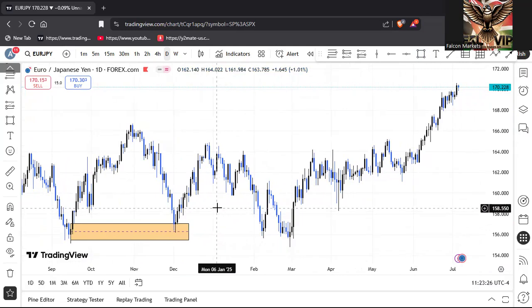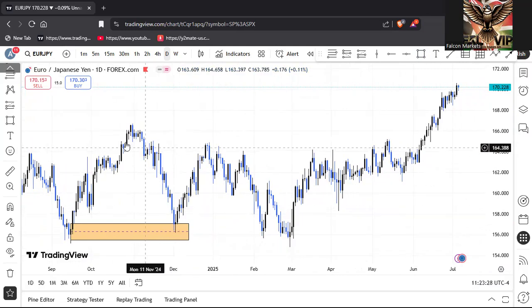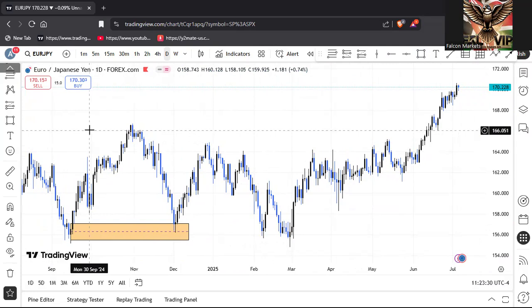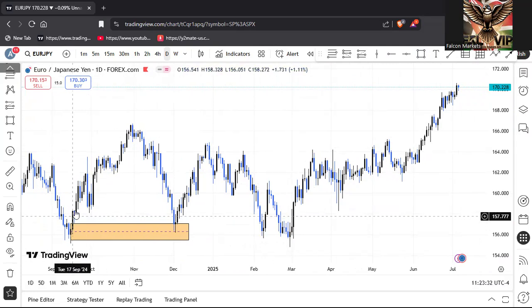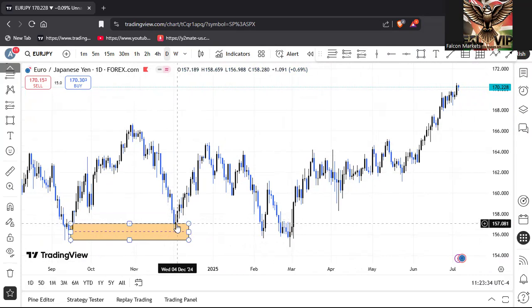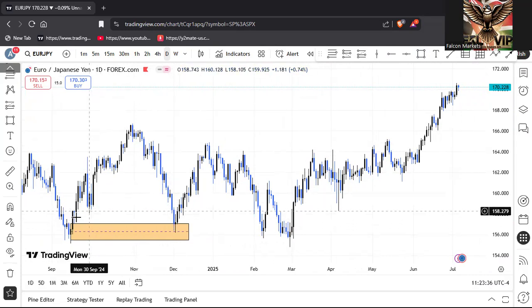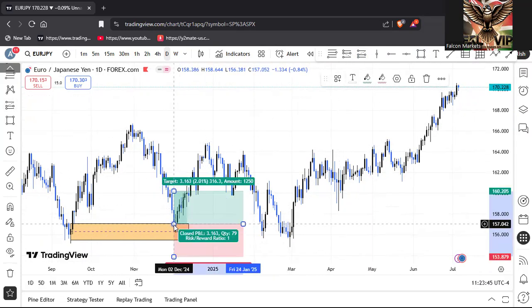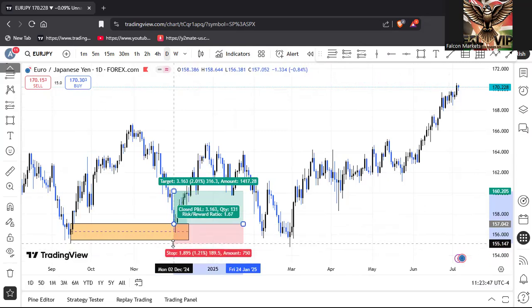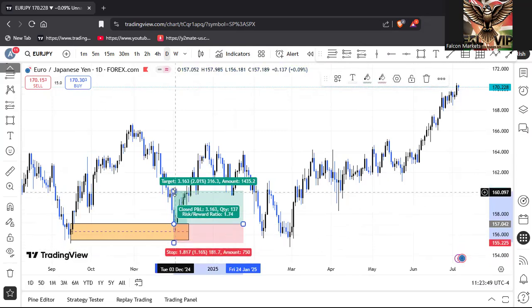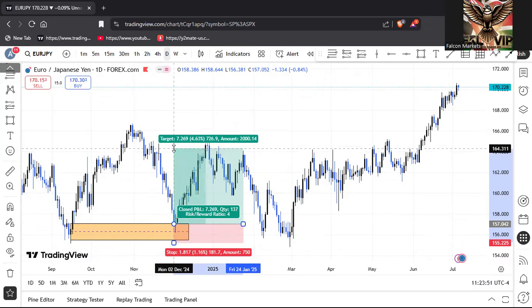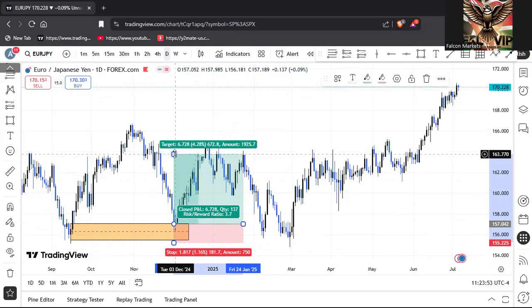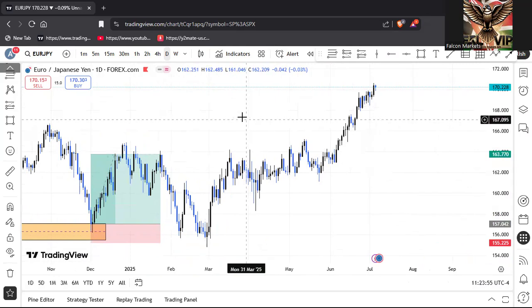We wait for our expansion. This is the expansion. This is the retracement. We wait for this order block to be mitigated, and then we set our entry. So here we enter our trade, with our stop loss below the order block and our take profit at a risk reward of 1:3.